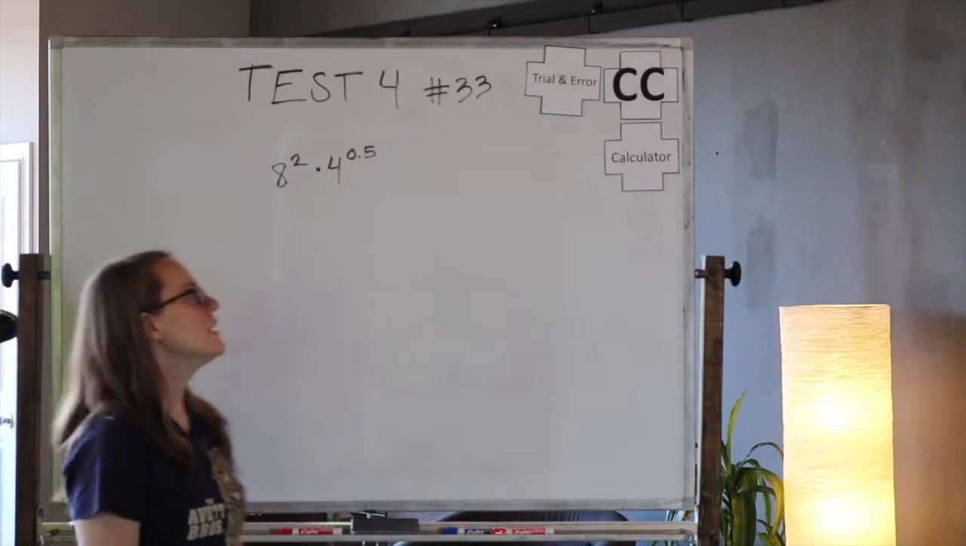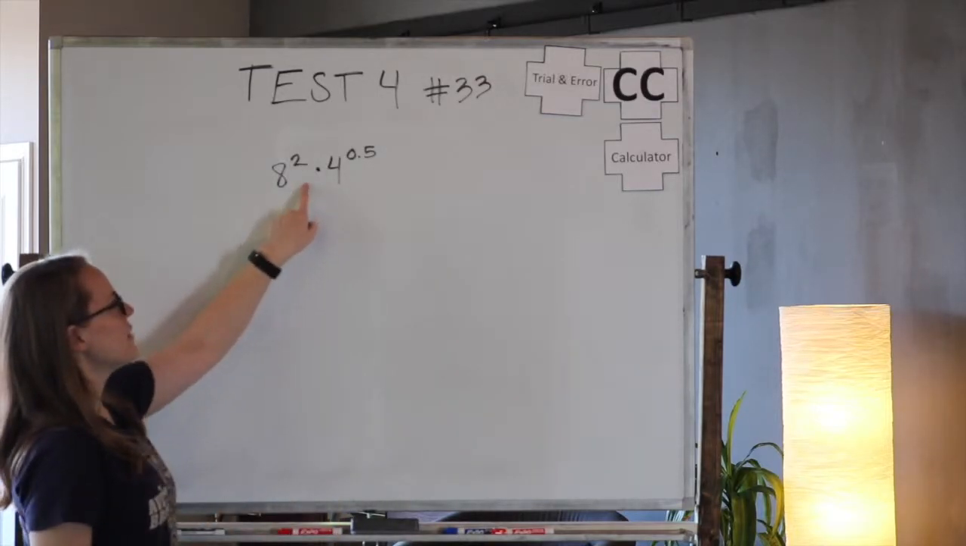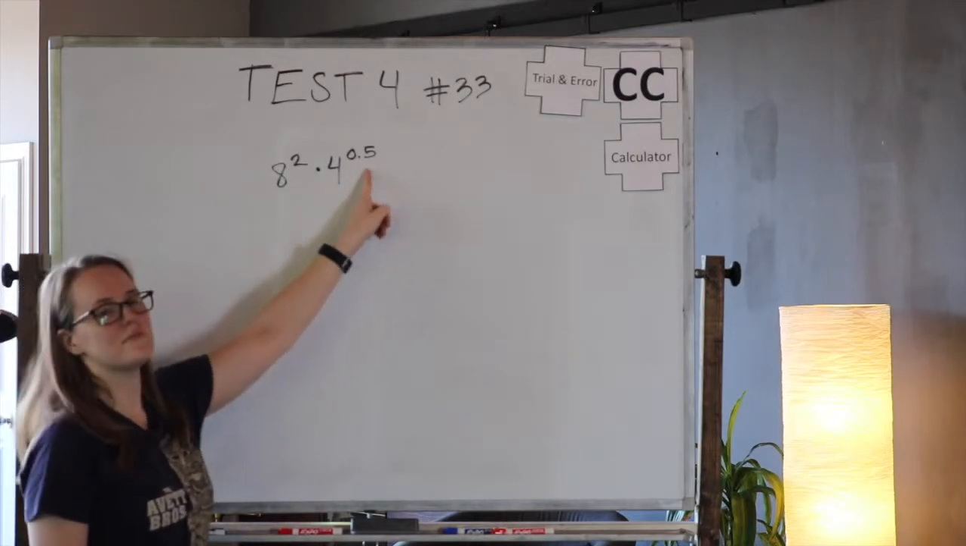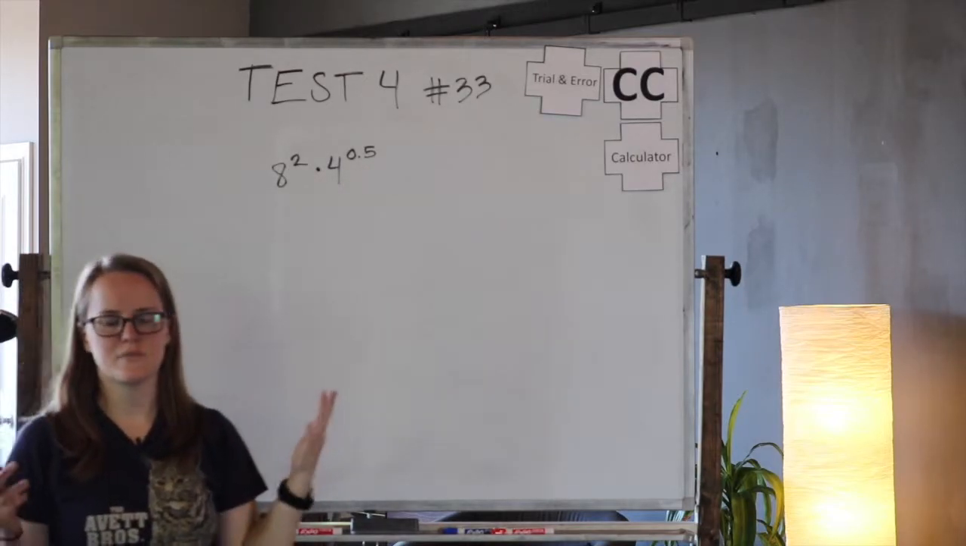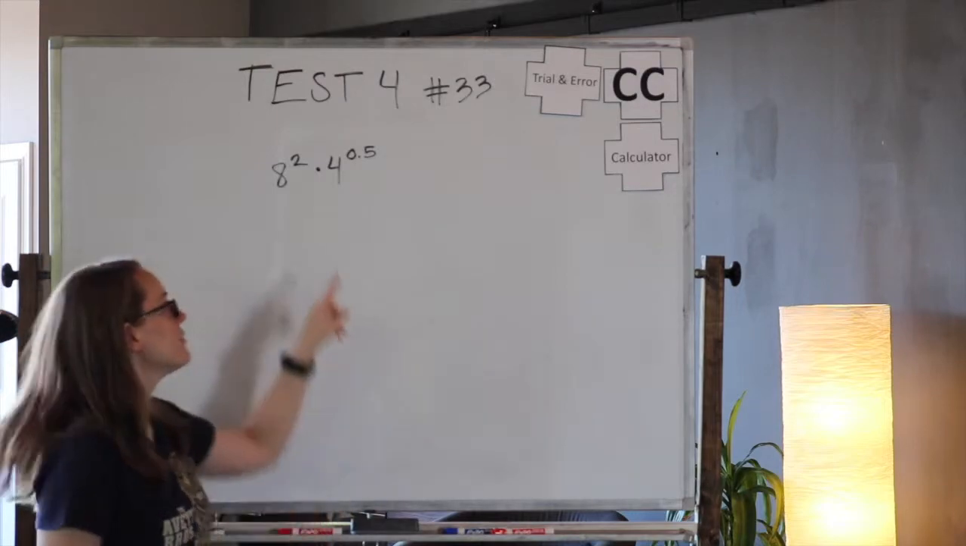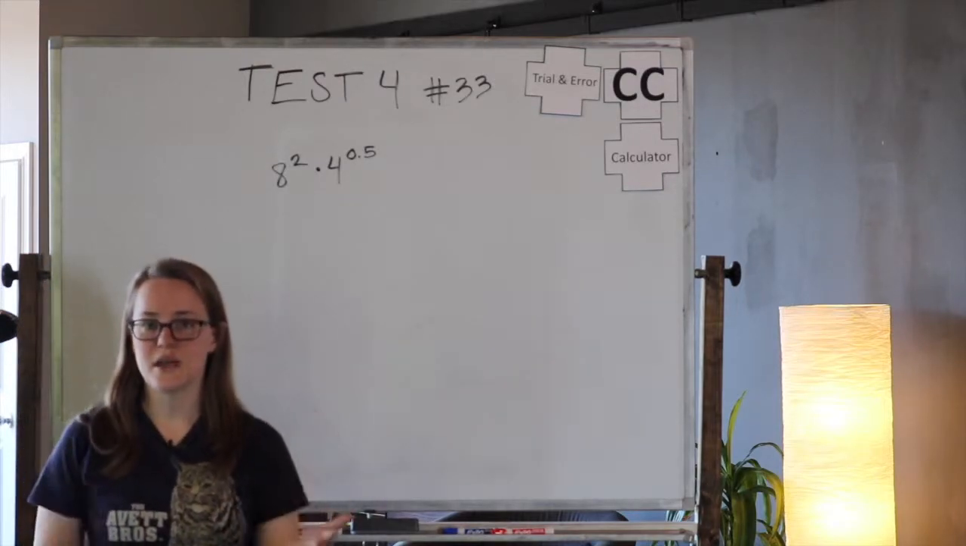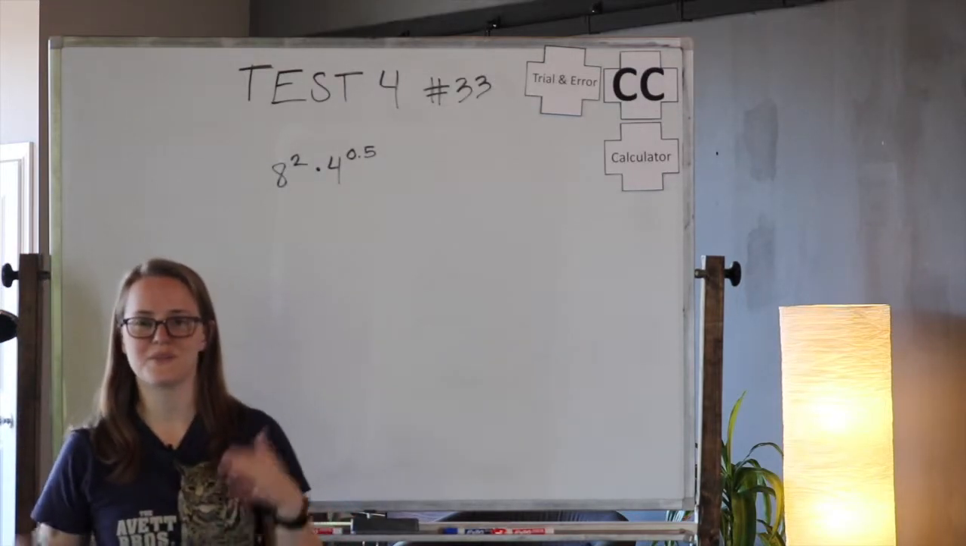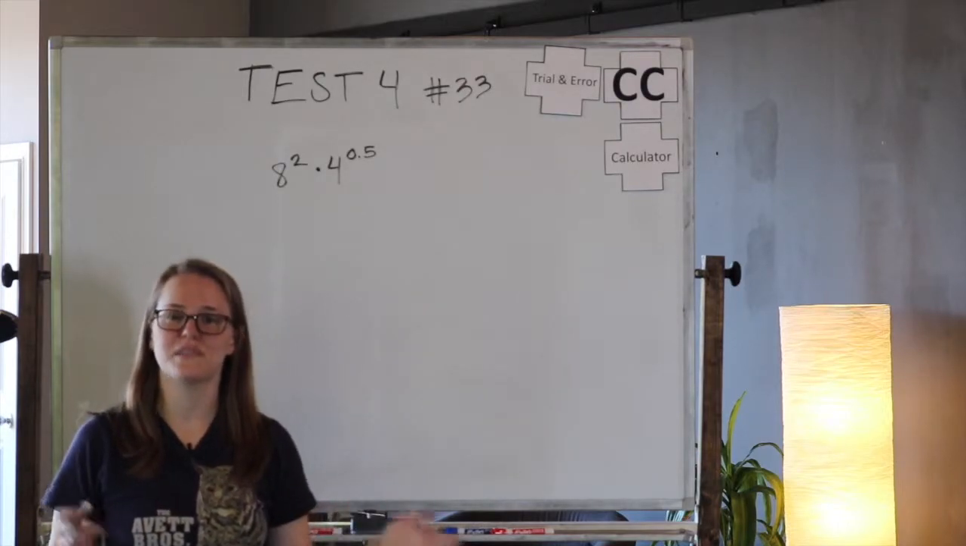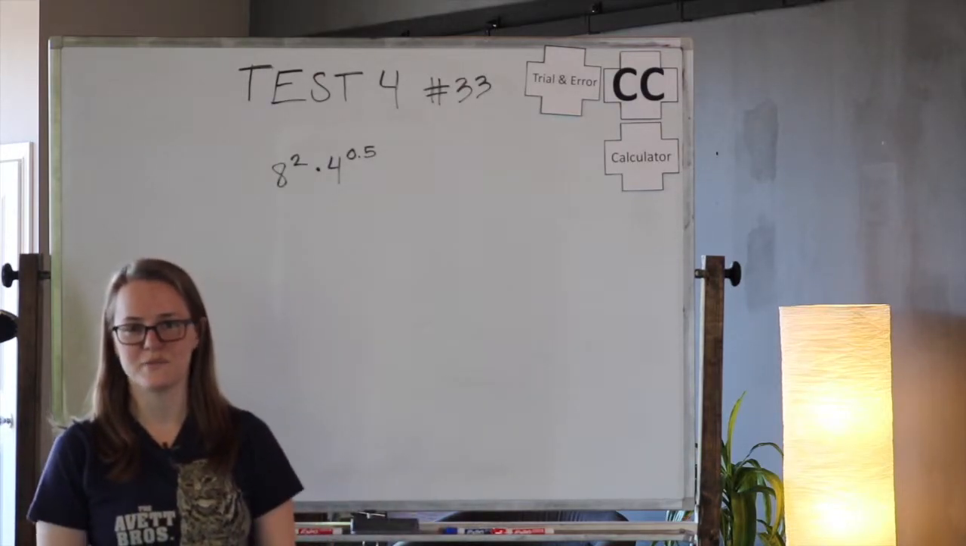So what we've got here is a term that looks like this: 8 squared times 4 to the 0.5. And the question asks us which of the terms below is equivalent to this. So there's a couple different ways you can solve this one. There's a way to do it if you remember your exponent rules, and there's a way to do it if you don't remember your exponent rules.